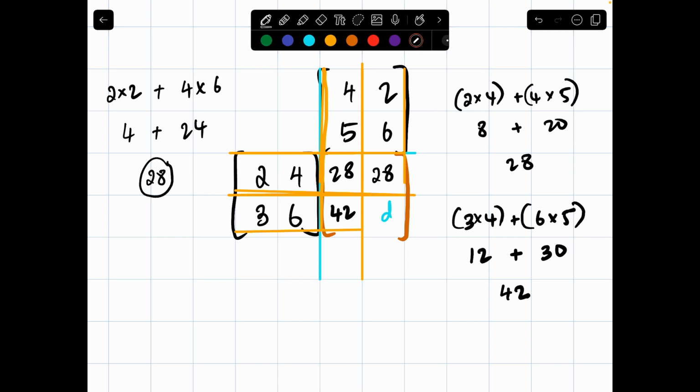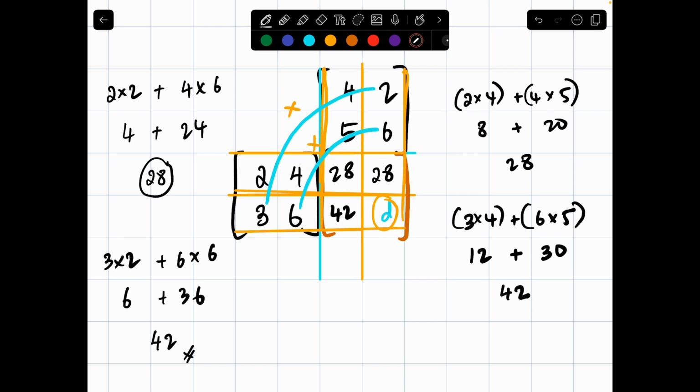So for D, the same concept applies again. Look up and then look to the left. And then draw the rainbow. 1, 2. This is the multiplication relation. 3 times 2 will be 6. And then 6 times 6 will be 36. 6 plus 36. Then you will be getting the answer of 42. And D will be 42.